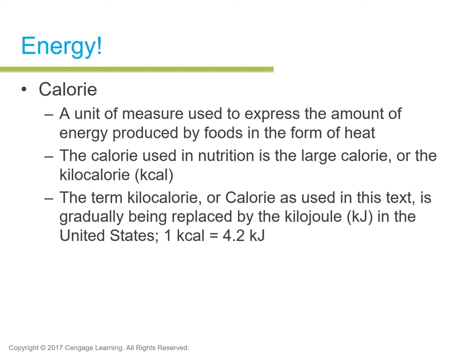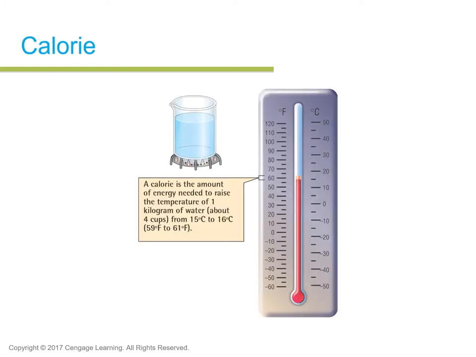I also want you to know about the kilojoule in the United States. In the scientific field, we have been using this term to convert small calories to kilocalories, but now we're starting to use kilojoules just to make everything congruent. This is an image straight from your book, illustration 8.1, depicting how a calorie is the amount of energy needed to raise the temperature of 1 kilogram of water, about 4 cups, from 15 degrees Celsius to 16 degrees Celsius, or 59 degrees Fahrenheit to 61 degrees Fahrenheit.